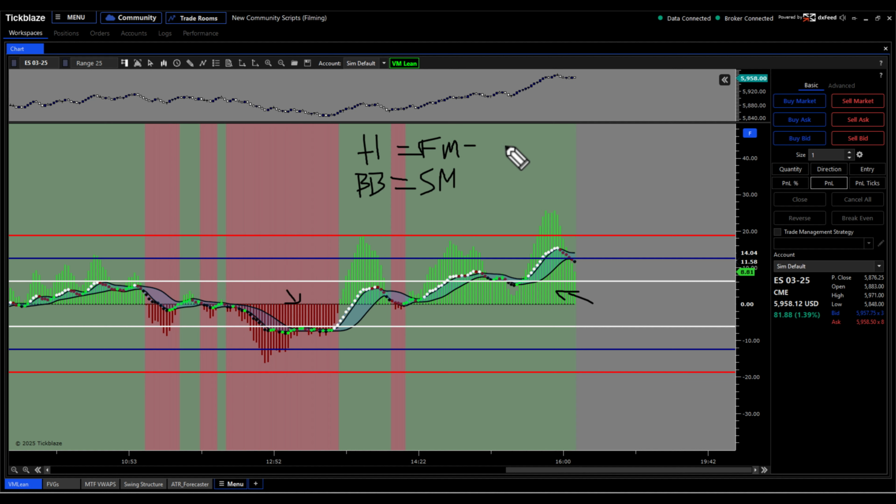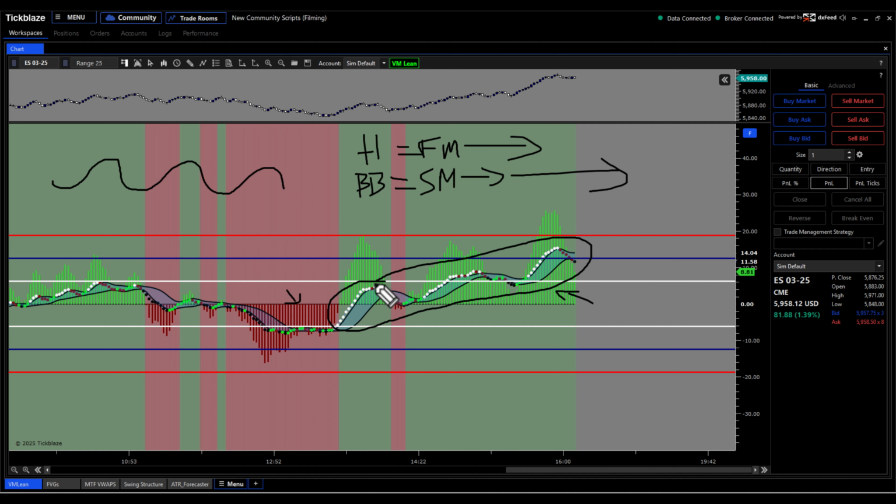Now, fast momentum will always change before slow momentum, but slow momentum will always follow suit and then be a lot stronger than fast momentum. So you'll often see that the oscillator will change on small rotations with the histogram, but what the BBs are doing, these are telling you the bigger strength of the market, okay?